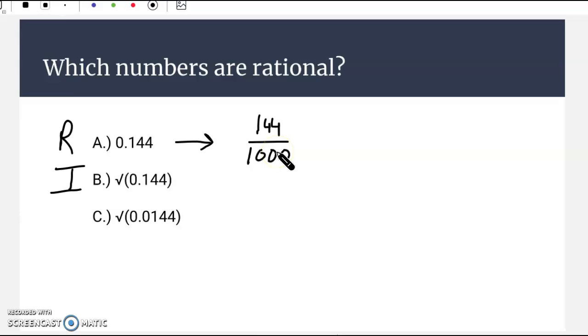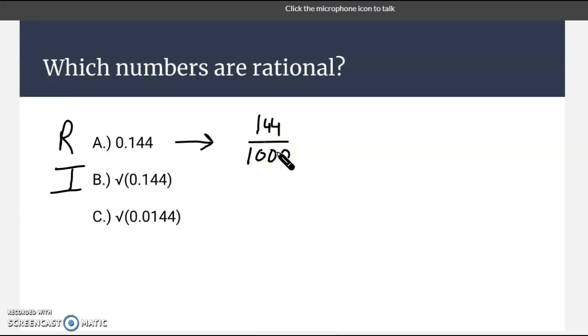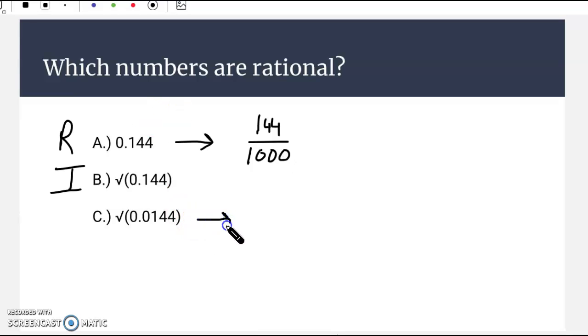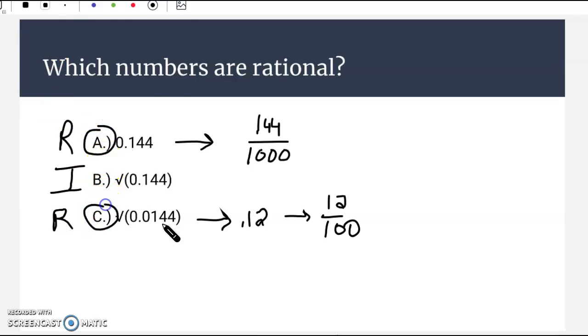And now we're going to check out that last one, the square root of 0.0144. If I plug that in a calculator, I get 0.12. It terminates, the decimal stops, and then we can write that, of course, as 12 over 100, which reduces. But it is a rational number. So A and C here are our rational examples.